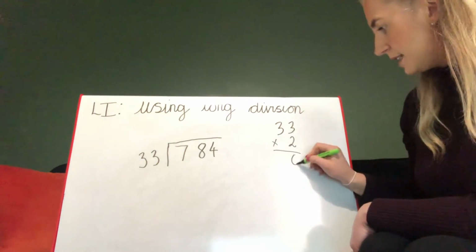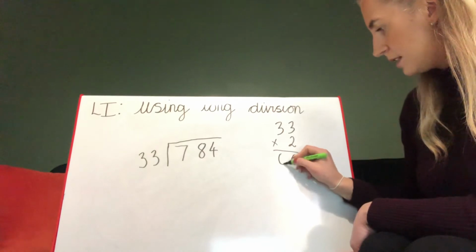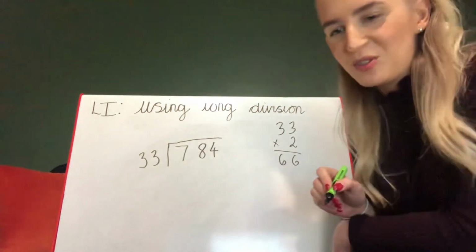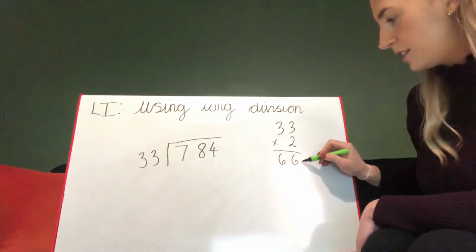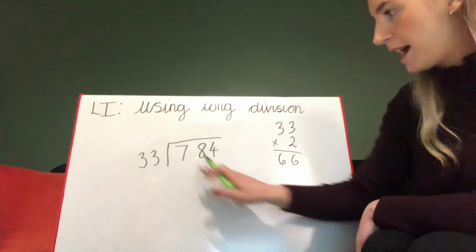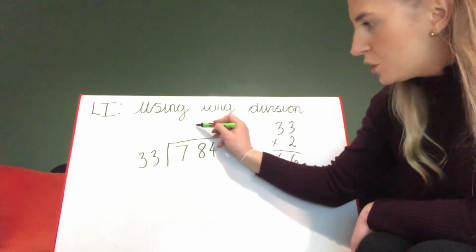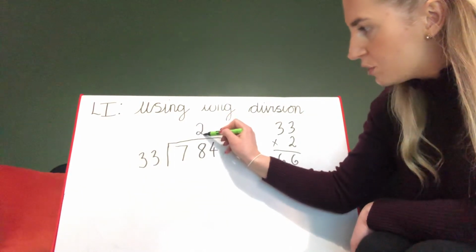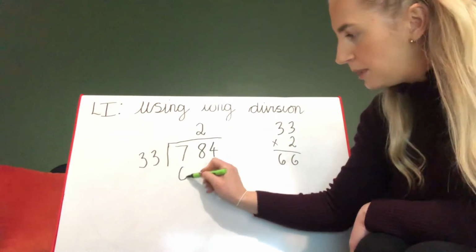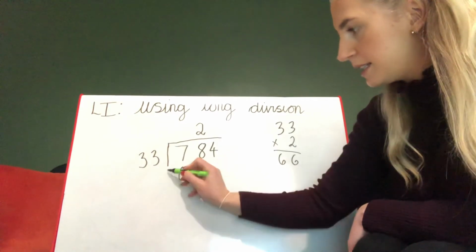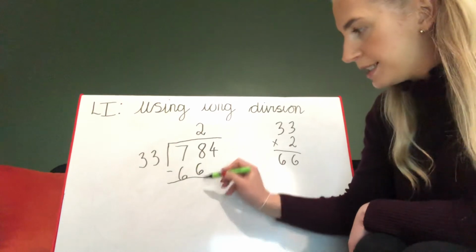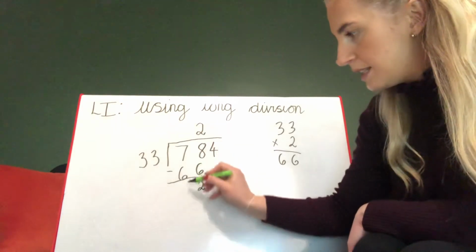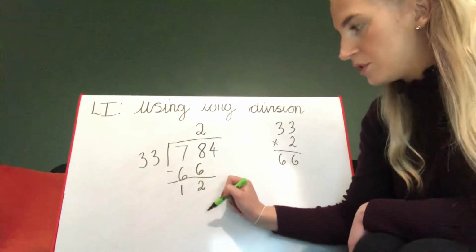3 times 2 is 6. 3 times 2 is 6. So we've got 66. Now I know I couldn't add on another 33 because that would take me past 78. So 33 fits into 78 twice, and there will be a remainder, so I write my 66 underneath to calculate that. 8 take away 6 is 2, 7 take away 6 is 1, so it was a remainder 12.